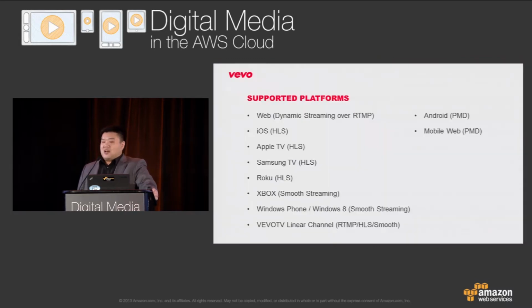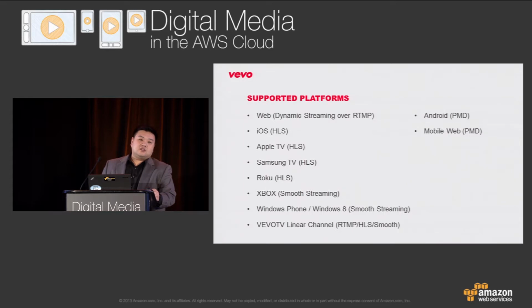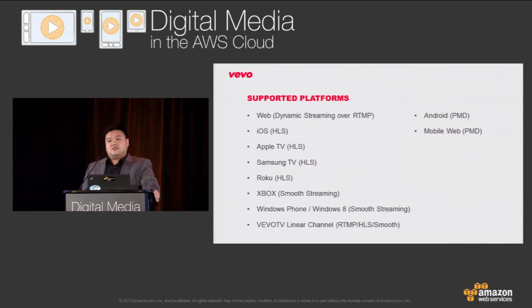So up here you have a slide that covers all the platforms that Vivo is currently on. We're on the web where we do dynamic streaming over RTMP. We do HLS video streaming on iOS devices like iPhone and iPad, Apple TV. Just yesterday morning, we launched our Samsung TV app on Samsung televisions and Blu-ray players. On Roku, we do HLS as well. And then there's a contingent of platforms where we do smooth streaming, mostly Microsoft-based, obviously Xbox, Windows Phone, Windows 8. And we do progressive media download on Android and mobile web as well.